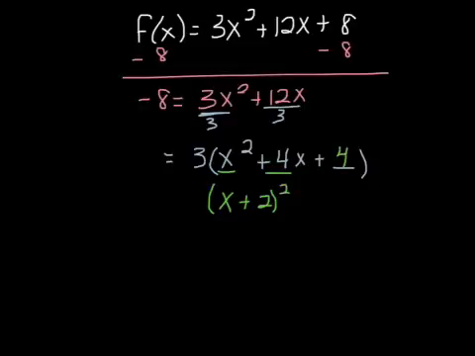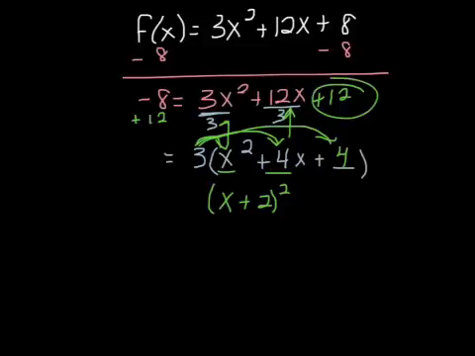Here's the tricky piece. I didn't just add 4 to the right side. 3x squared gives me that term. 3 times 4 gives me 12. So I really added 12 to the right-hand side, which means I have to add 12 to the left-hand side. 12 minus 8 is 4.